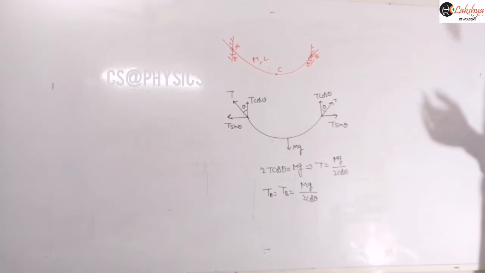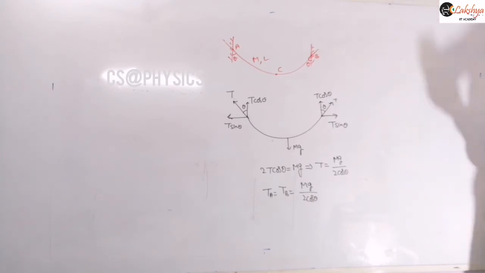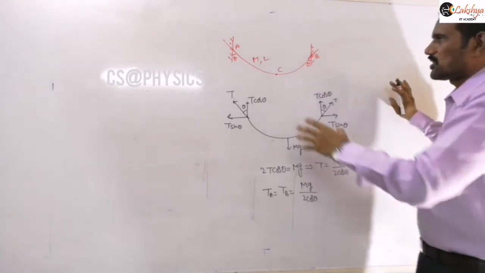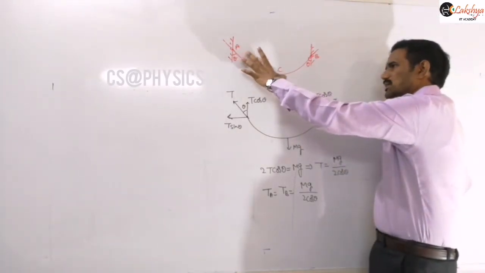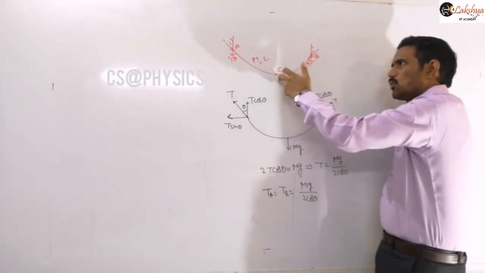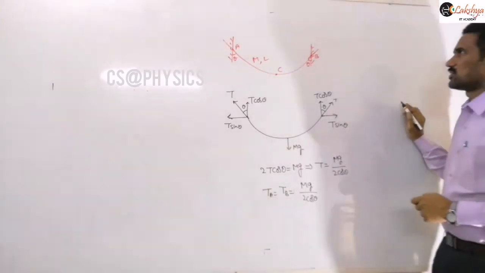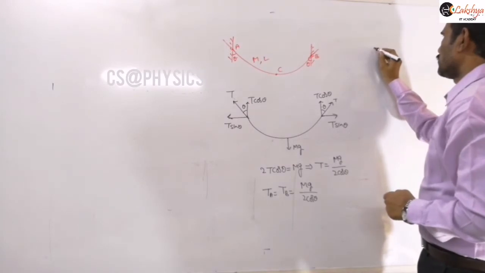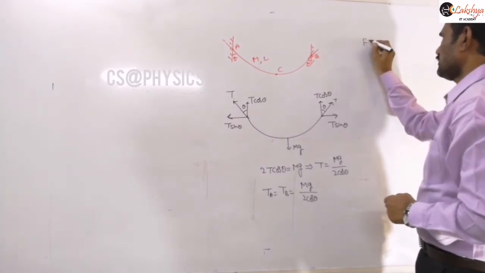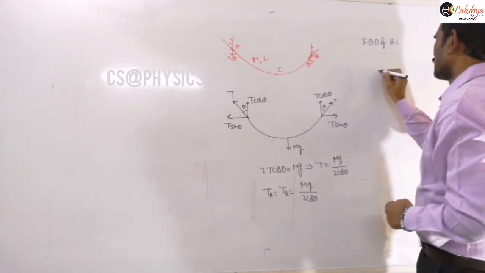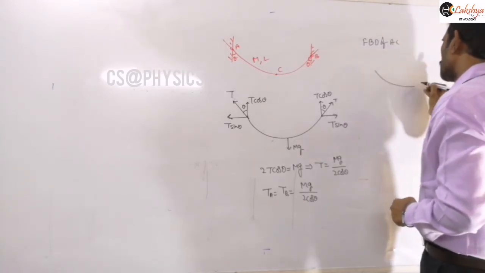And now let us see how to find the tension at point C. That's the midpoint, or the lowest point. To find the tension at point C, I am taking the free body diagram of only this part, the AC part or the CB part, when C is the lowest point. So this is the FBD of AC.